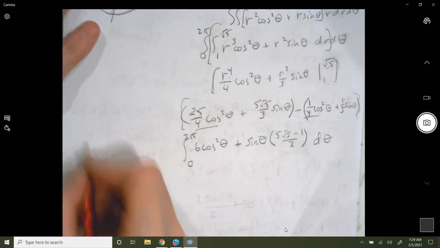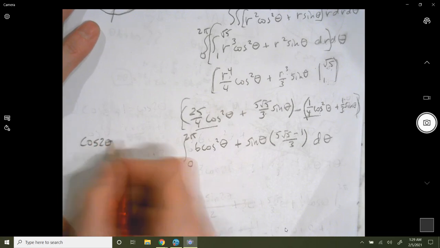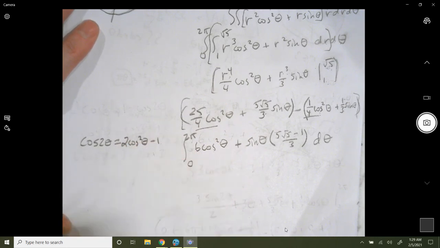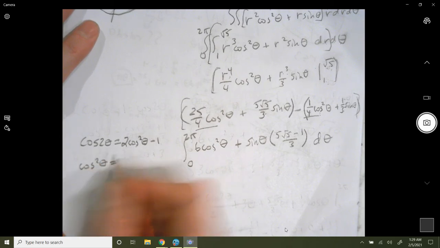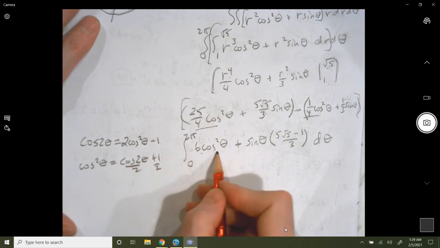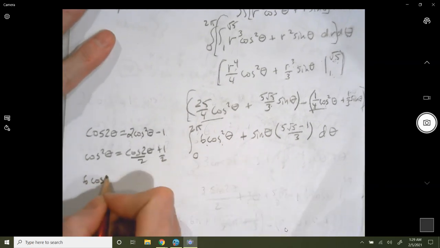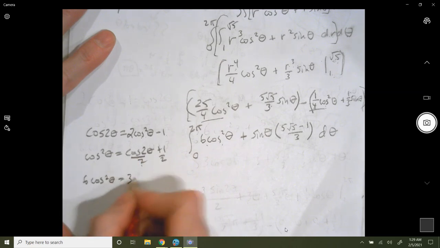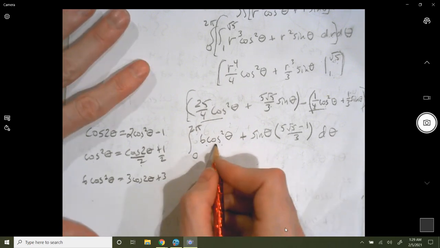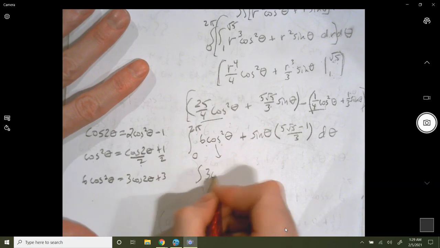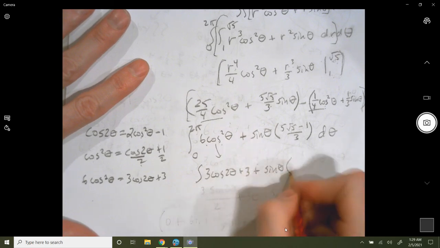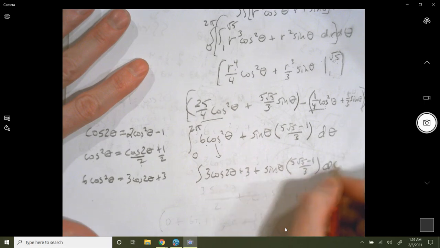Integrating cosine squared theta, remember that comes from the identity for cosine of 2 theta, which is cosine squared theta minus sine squared theta, or 2 cosine squared theta minus 1. Getting cosine squared theta by itself, I get cosine of 2 theta plus 1, and then all over 2. I've got 6 cosine squared theta, so that's going to equal 6 times this, so 3 cosine 2 theta plus 6 over 2, 3. Okay, so instead of integrating this, I'm going to integrate 3 cosine 2 theta plus 3 plus sine theta times 5 rad 5 minus 1 over 3 d theta from 0 to 2 pi.